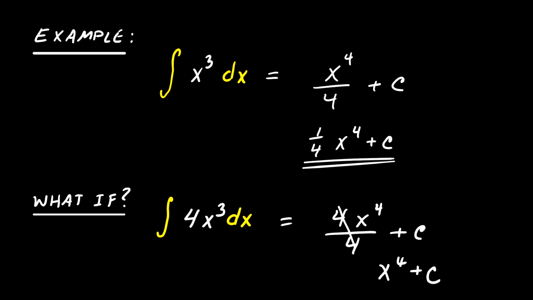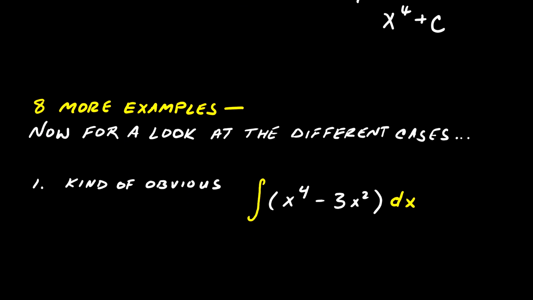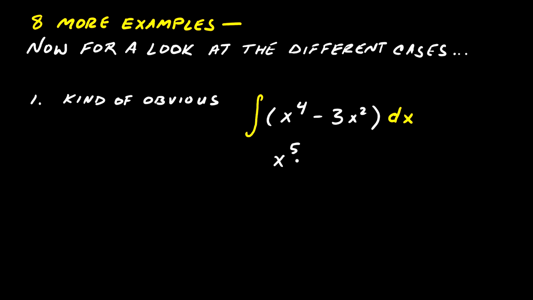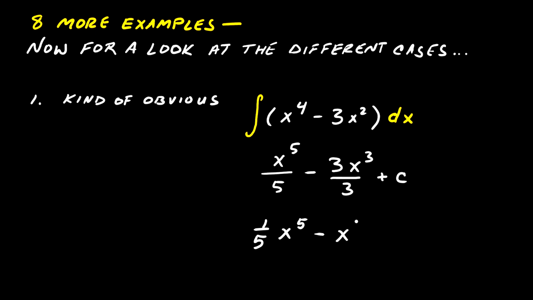Can this get any more difficult? Yes. There's 8 basic examples I would like to look at. The first one's pretty obvious. It's just if there's addition or subtraction, you deal with it. So we take the x to the fourth, raise it to the power higher, it's to the fifth, minus we have 3x squared, so the power higher is the third, divide by 3 plus c, and we simplify. So you can apply the same rules when there's addition or subtraction, but you cannot apply them for multiplication or division. So be very aware of that.